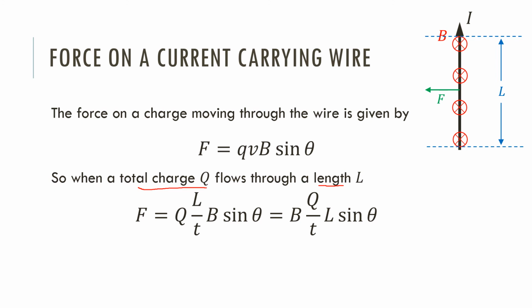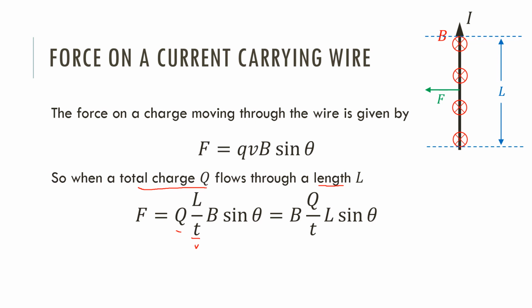So I'm going to use QVB sine theta again, but I'm going to use the total charge, capital Q. And for V, our one little trick here is we're going to do distance over time. All of that charge moves through a length L in, let's say, a time t. So this is representing V here, the L over t, distance over time. B is still my magnetic field strength. Everything else is the same.